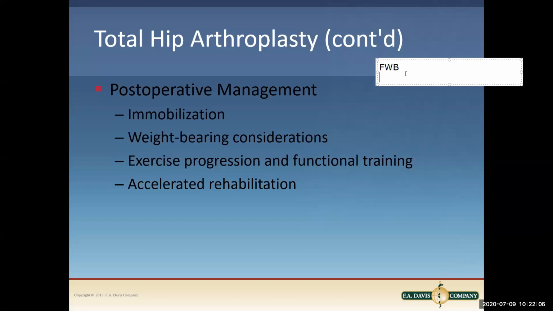Right? So FWB, you can have WBAT, and we'll talk through all of these. Good, we got full weight bearing. So these are the ones you can have. So FWB we got is full weight bearing.